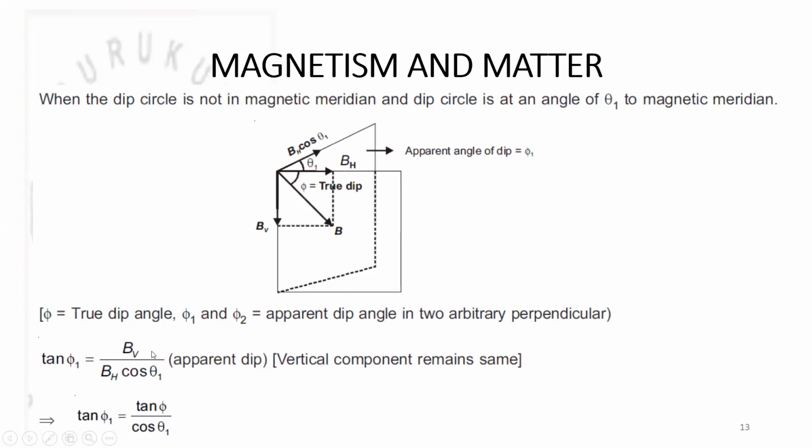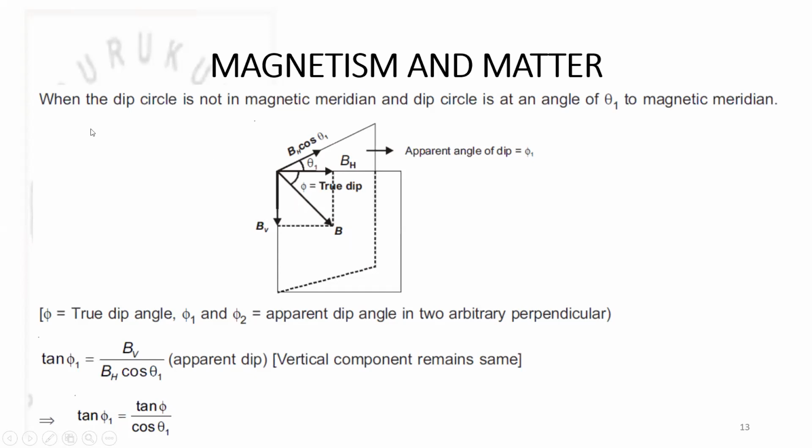If the apparent dip is given, you can use this formula: tan phi 1 = BV divided by BH cos theta 1. Using this, you can find the true dip by the formula tan phi 1 = tan phi divided by cos theta 1, because BV by BH is tan phi, and phi 1 is the reading of the dip circle in this new plane, which is making an angle theta 1 to the magnetic meridian. In that case, tan phi 1 = tan phi divided by cos theta 1 gives us the value of phi.